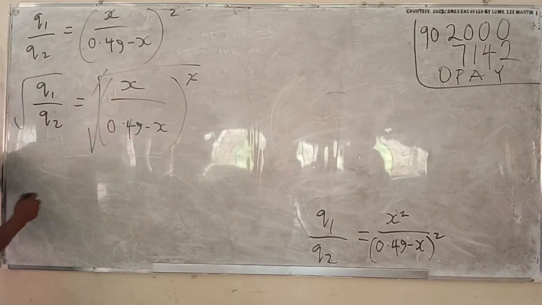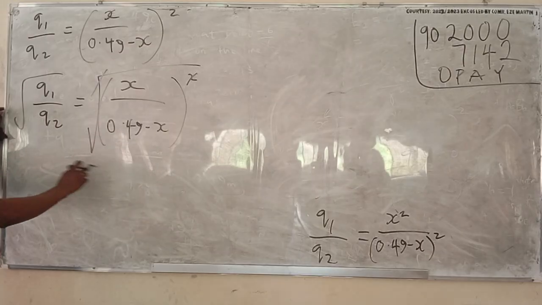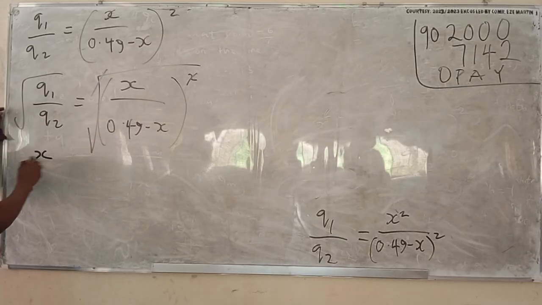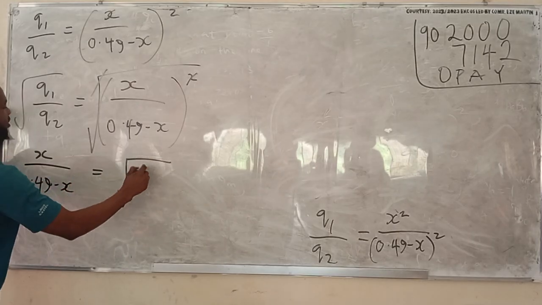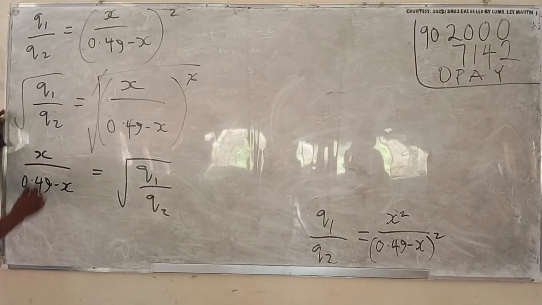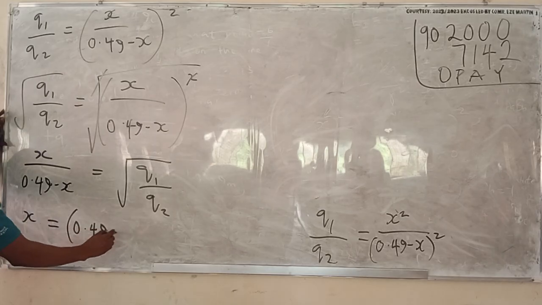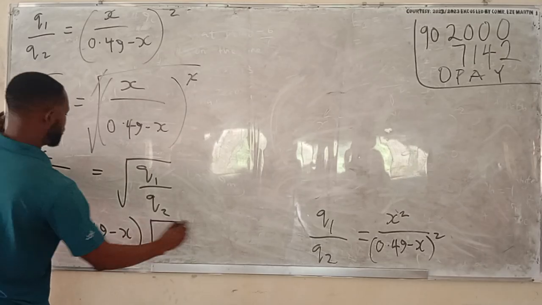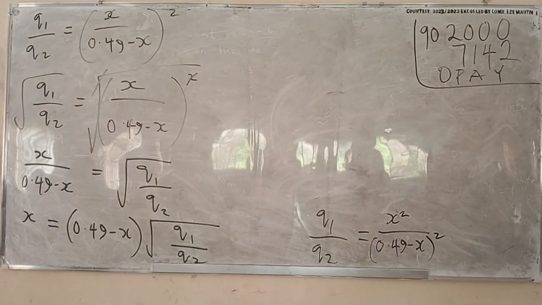I want to bring this one to this side. So I have x over (0.49 minus x) equals root q1 over q2. Making x the subject of the formula, x will be equal to (0.49 minus x) times root q1 over q2. I hope I did not confuse anybody.